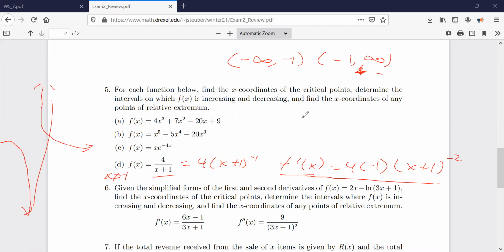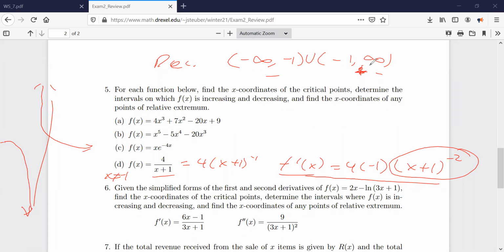And if I plug in, let's say, negative 10, it's also going to be negative, because I have negative 4 divided by something that is always going to be positive because it's a square. So this is always going to be negative. So it's going to be decreasing on the interval negative infinity to negative 1, union negative 1 to infinity. It's not defined on the whole real line, so you can't write it as a single interval.